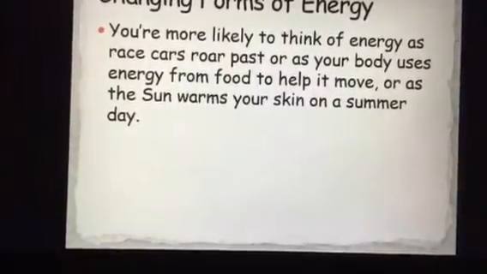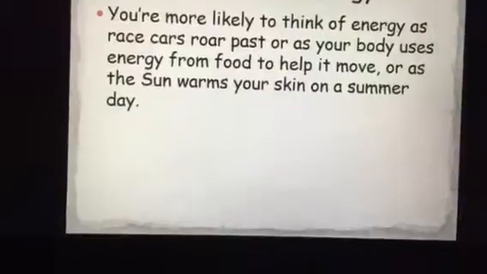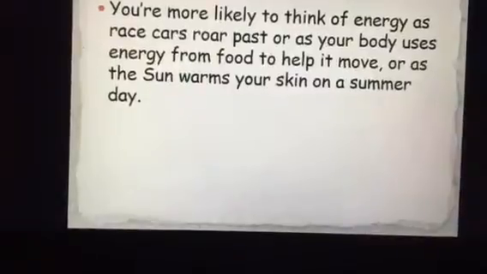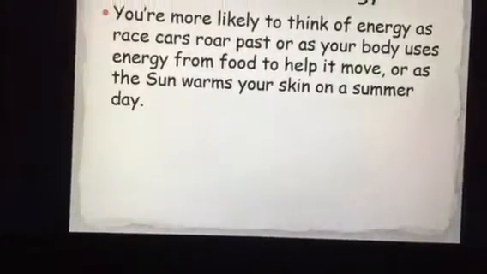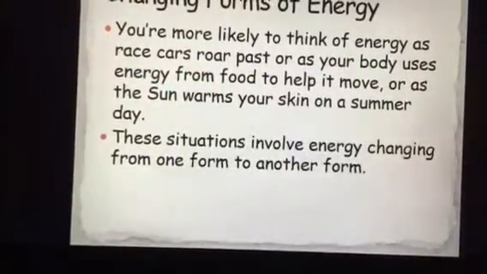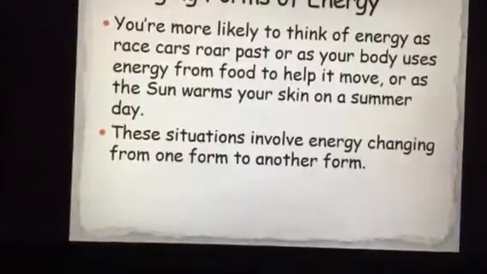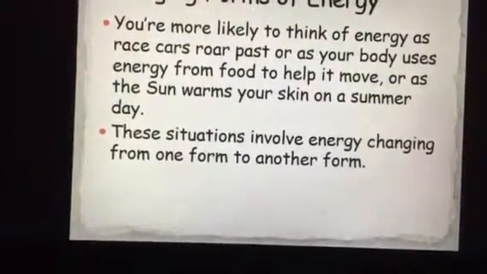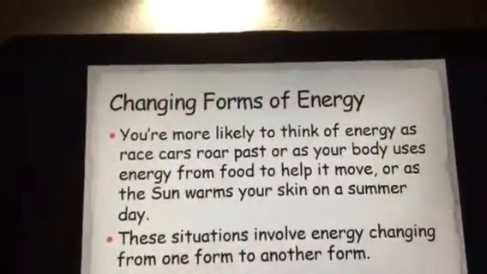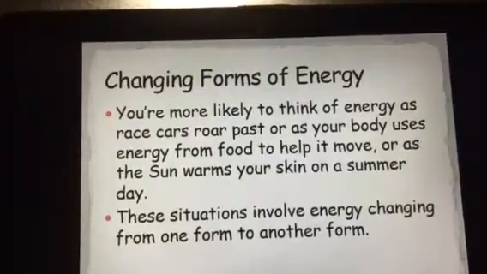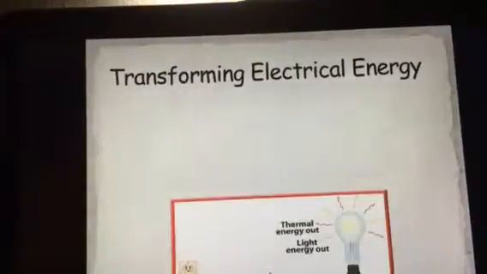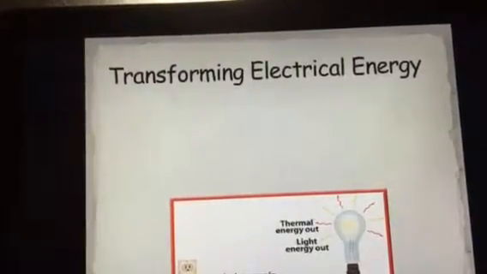Think about energy as kind of a race car, and your body uses energy or food to propel yourself. So as we have the sun warming our skin on a summer day, we have a transfer of thermal energy from radiant energy from the sun. But we also have the chemical energy from plants, which got its energy from the radiant energy of the sun, now becoming the fuel which allows our bodies to have kinetic energy. So these situations involve changing energy from one form to another. And so we are able to do that within our bodies, and also in nature all the time.